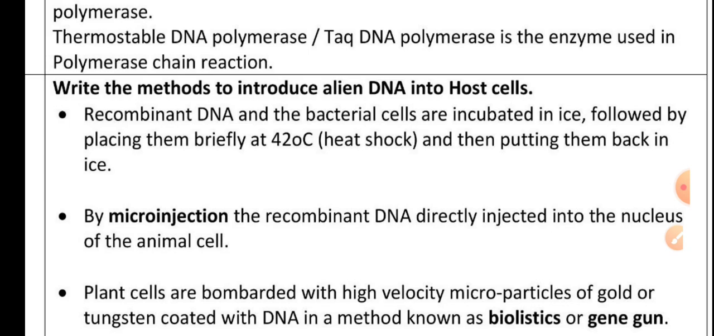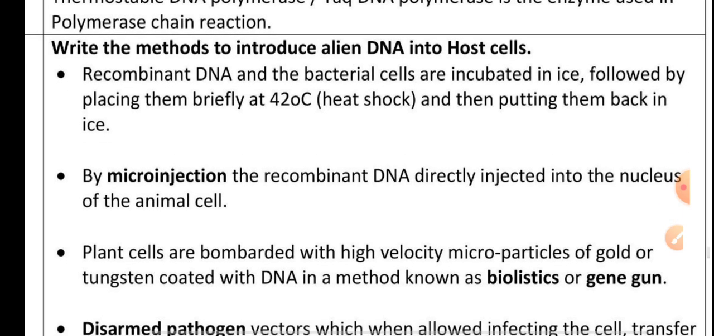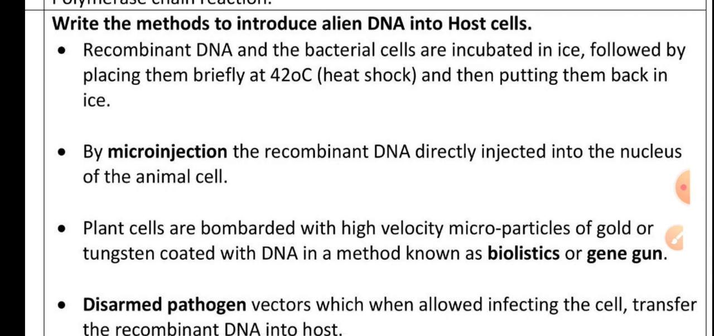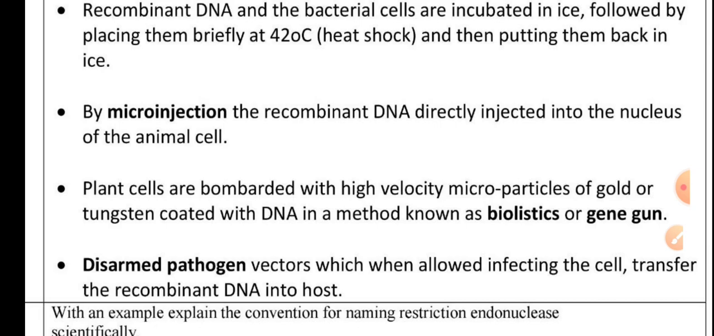Write the methods to introduce alien DNA into a host cell. This is a repeated question, a very important question. Recombinant DNA and the bacterial cells are incubated in ice, followed by placing them briefly at 42 degrees Celsius, and then putting them back in ice.